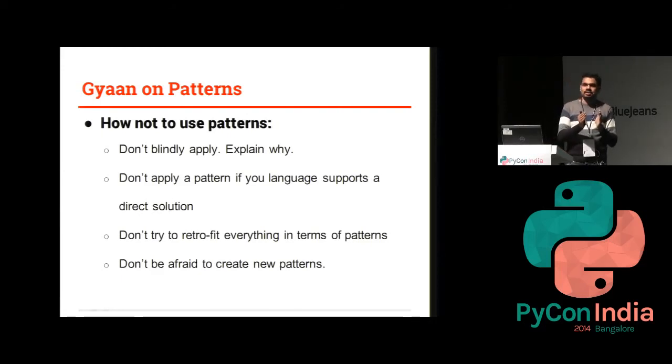Every pattern comes with a problem statement; the context is very important. Next, don't apply a pattern if your language supports a direct solution. Like I said, Python has a lot of features which are not there in certain other languages, and it's a dynamically typed language, so you don't really need to create classes just because a particular function accepts only a particular type of class. There is no typing when it comes to what a function accepts, so just be loose about it. Just follow idiomatic Python or the Zen of Python. Third, don't try to retrofit everything in terms of patterns, as I just said. And finally, don't be afraid to create new patterns.